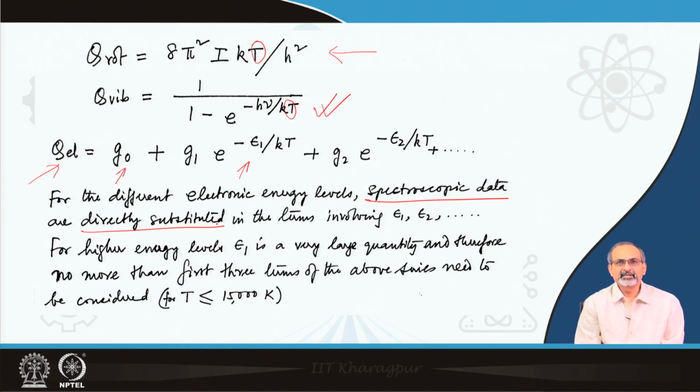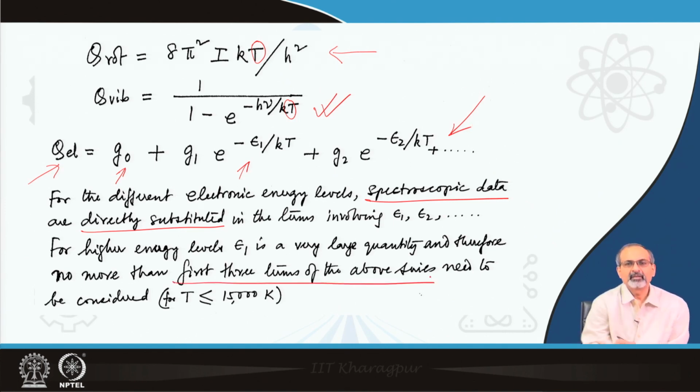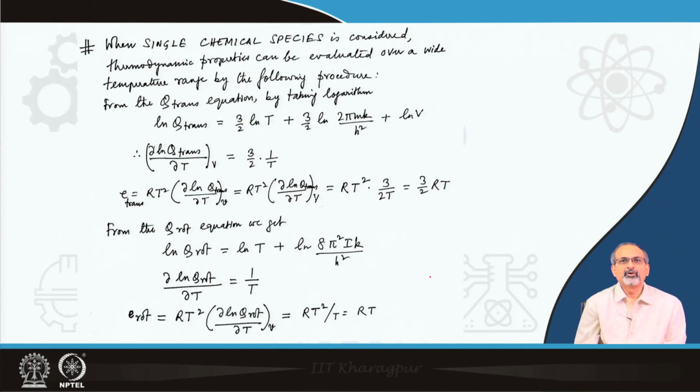And for higher energy levels, epsilon 1 is a very large quantity. You may remember from the energy diagrams, we tried to establish that the jumps are extremely large compared to the other energy modes, and therefore, no more than the first three terms of the above series, like the way we have shown over here, only retaining three of them in an infinite series, practically a very large summation. Only three terms need to be considered, at least till temperatures of the order of 15,000 Kelvin or so, which is a rather high temperature. So, we got some glimpse of how the different modes of energy reflect in terms of the partition function contribution.